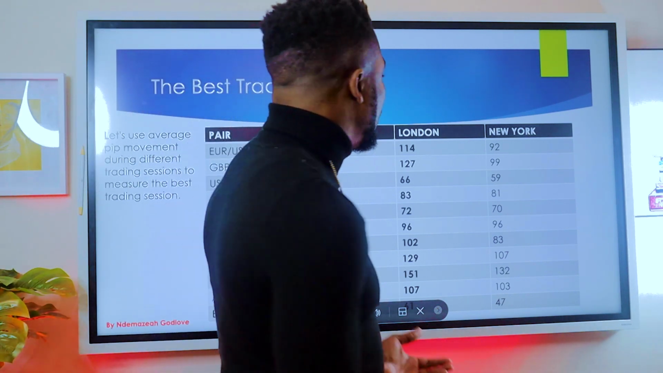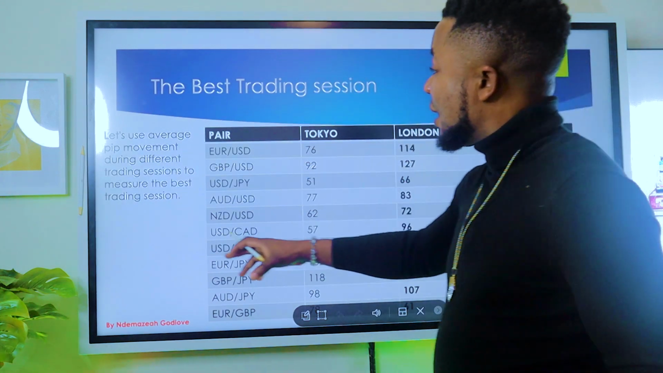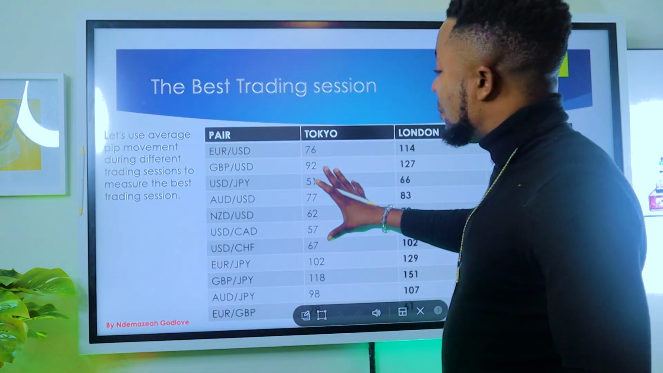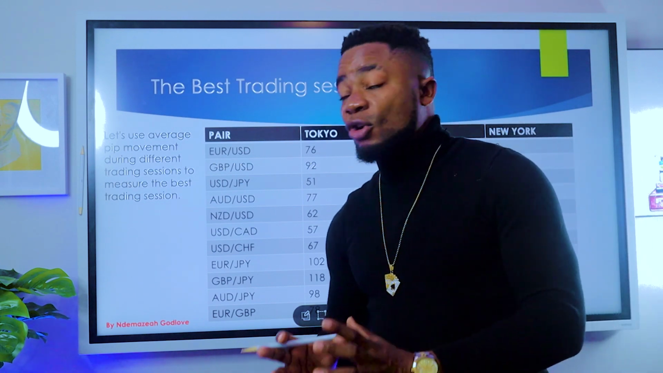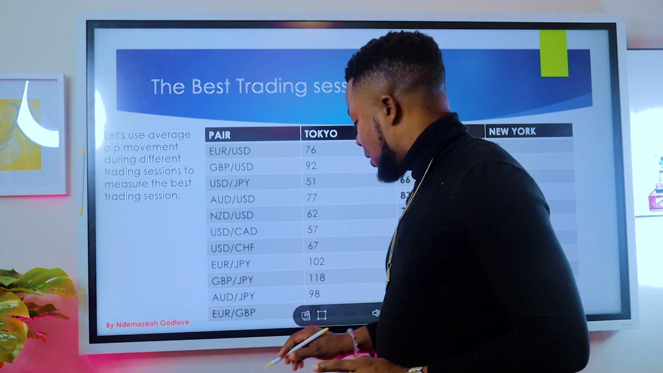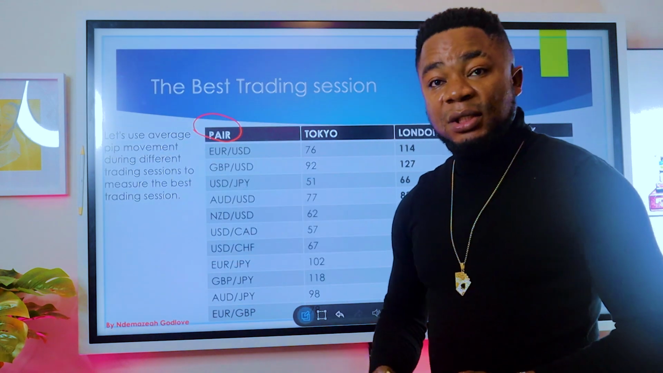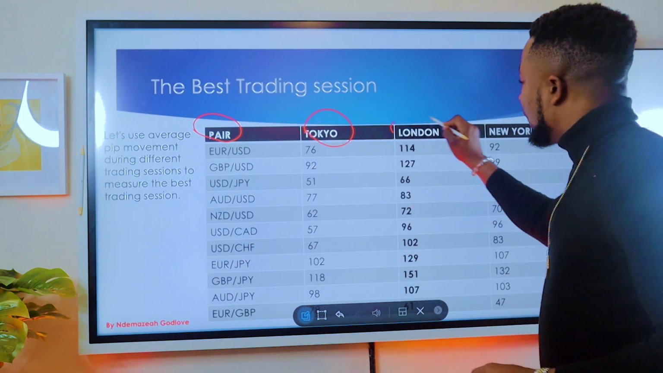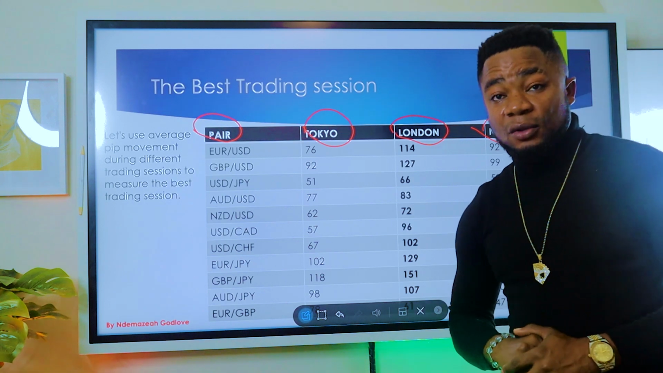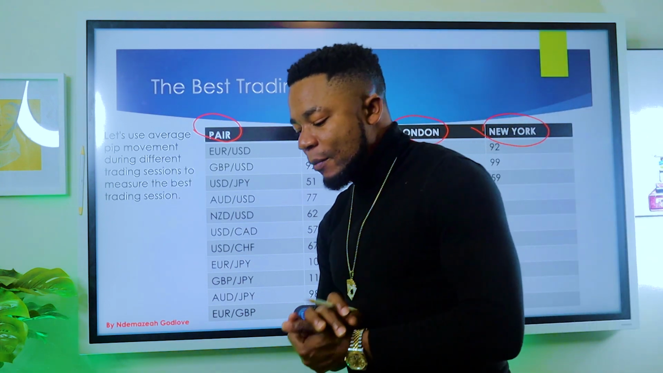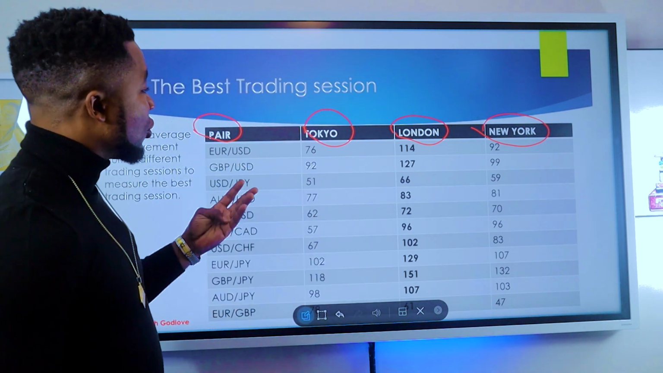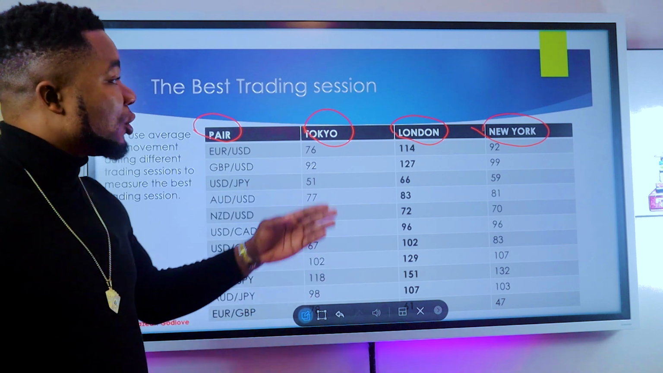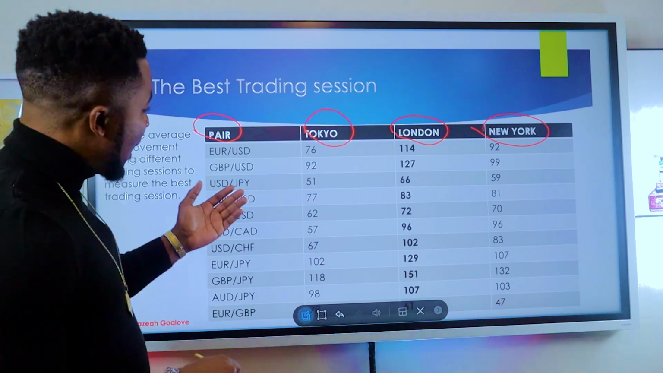The best trading sessions, according to this chart, which you can see on the board, let's use the average pip movement, because there's a parameter that they've been able to use to calculate the average pip movements according to different strategies and different sessions. You can see on the chart here we have the currency pair, the Tokyo session, the London session, and the New York session. Even though I said there are four major sessions in the Forex market, there are three that you have to focus on, which are the most important: the Tokyo, the London, and the New York.